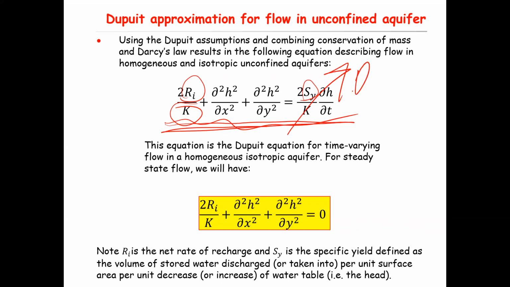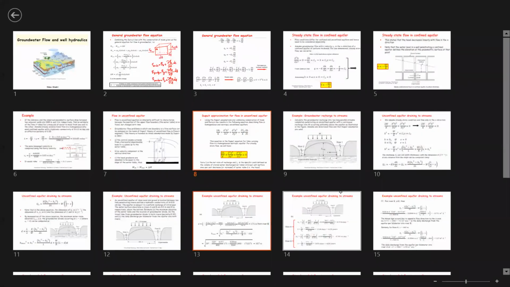Okay, so therefore 2W divided by K, where K is the hydraulic conductivity, plus the second derivative of H with respect to X, plus the second derivative of H with respect to Y, will be equal to 0. This is the equation that can be used to describe flow in a homogeneous and isotropic unconfined aquifer under a steady state condition.